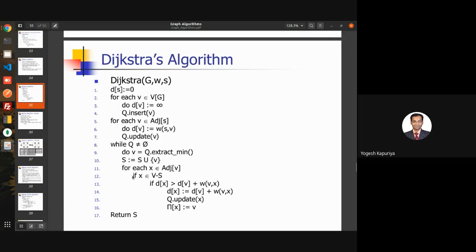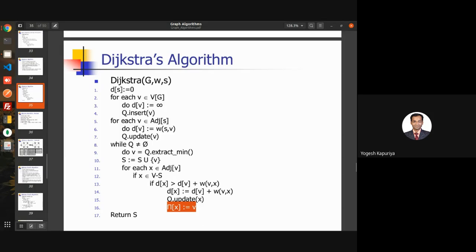So if the adjacent vertex of this extracted vertex is a part of Q, then you check its distance. If distance of X is greater than distance of V plus weight of VX, and that is true, then you update the distance, update the queue, and update the parent.